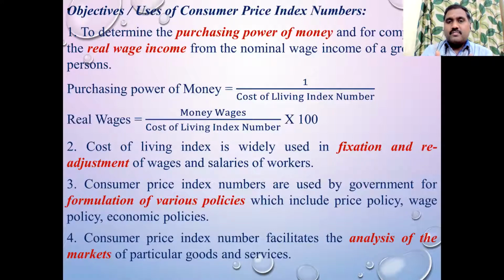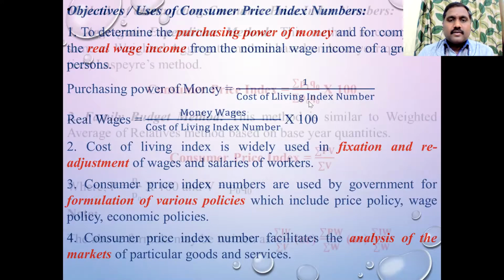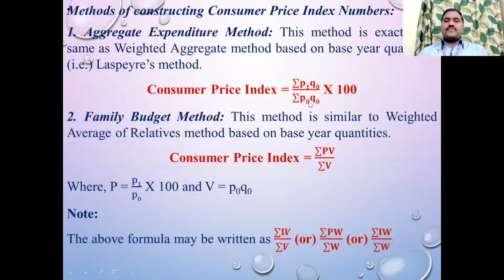That's why I told you, 15 years ago the cost of a single tea was 2 rupees 50 paise, and then 5 rupees, 7 rupees. Now it is 10 rupees and 15 rupees. Okay, these are the objectives of the consumer price index number, and now the methods. So please note down this formula.